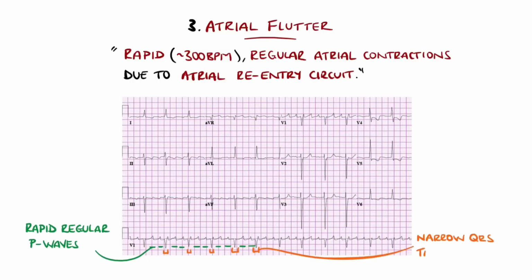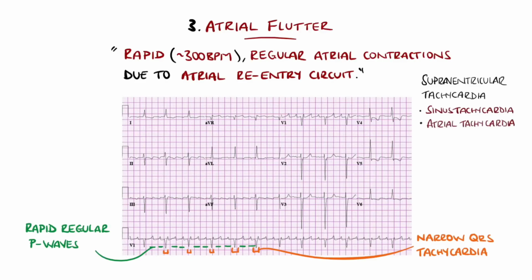As a useful side note, supraventricular tachycardia is an umbrella term to describe tachyarrhythmias with an origin above the ventricles that are classically described as narrow complex tachycardias. Examples include sinus and atrial tachycardia, as well as atrial fibrillation with rapid ventricular response and atrial flutter, amongst others.